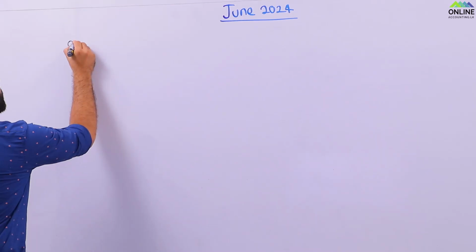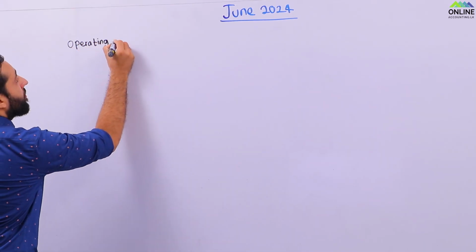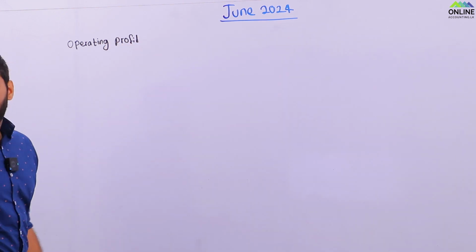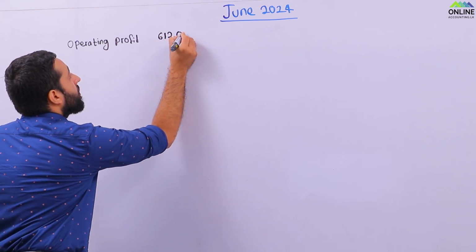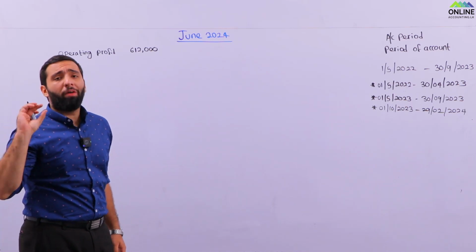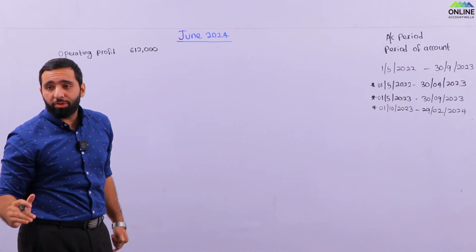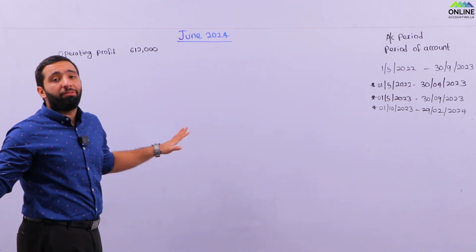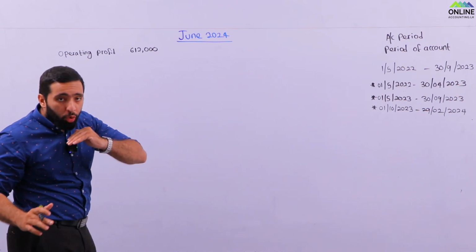So the operating profit, how much is the operating profit? Sorry, 612,000, the operating profit. And then first of all, what you need to do in this kind of question, make sure you directly go to the adjustments. So the depreciation: depreciation is never allowed in taxes. Depreciation is never allowed, so you have to add it back.